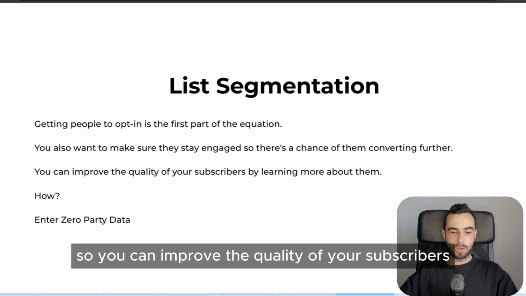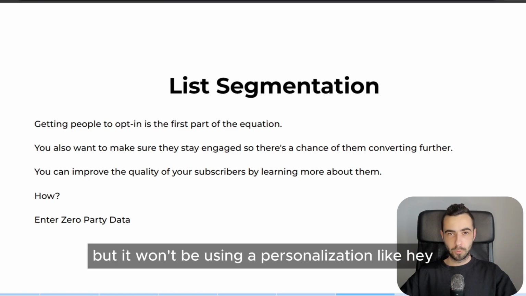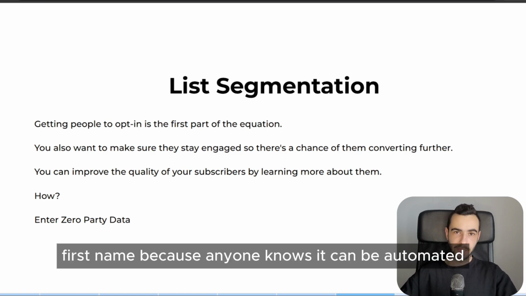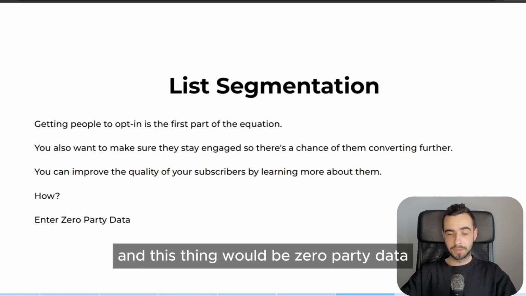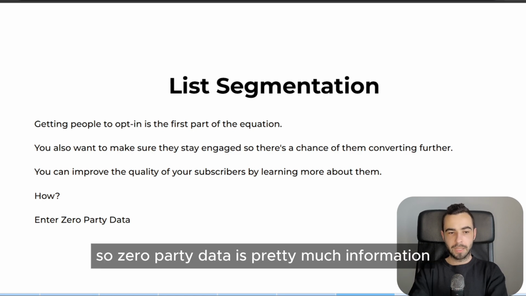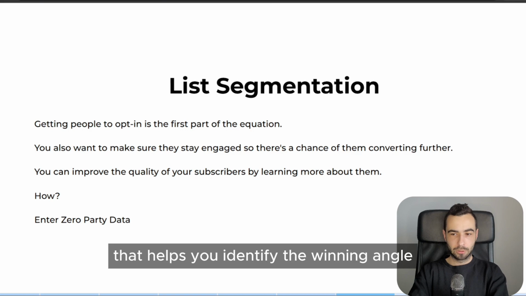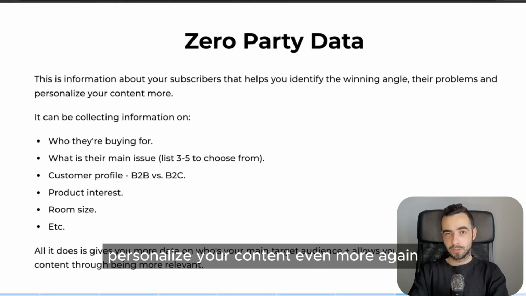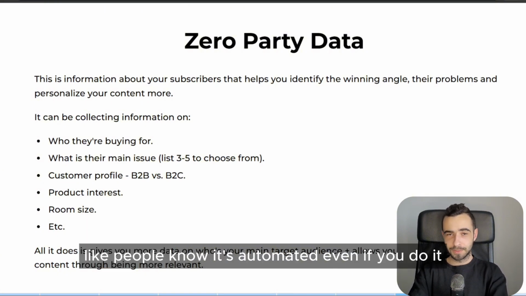So you can improve the quality of your subscribers or your email list by learning more about them, but it won't be using personalization like "hey, first name," because anyone knows it can be automated and it's not personalized. You can do something better instead, and this is zero-party data. Zero-party data is information about your subscribers that helps you identify the winning angle, their problems, and personalize your content even more. Again, personalization like "hey, name" is long gone. People know it's automated even if you do it.